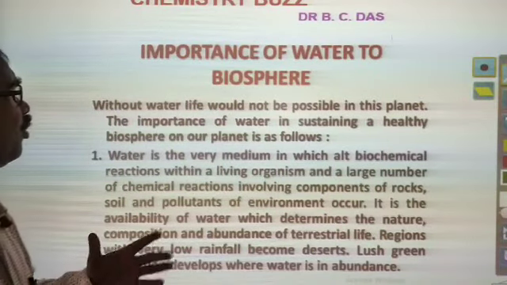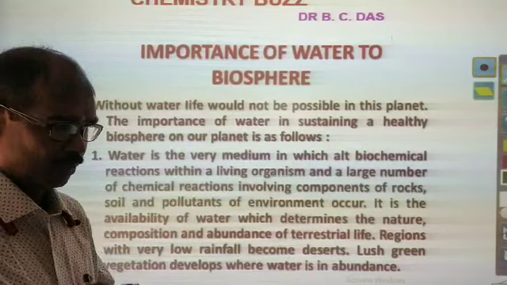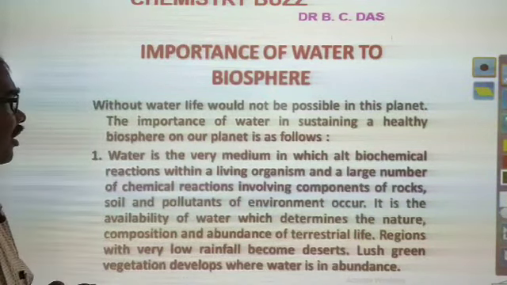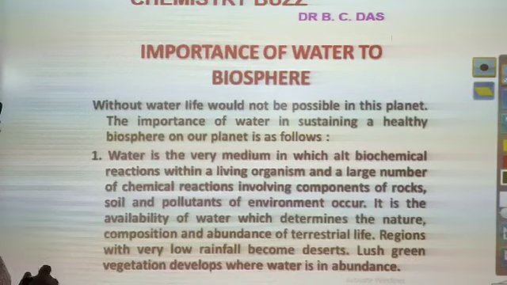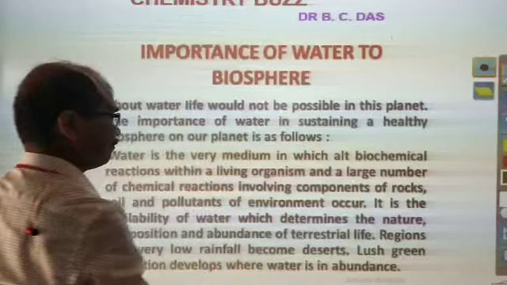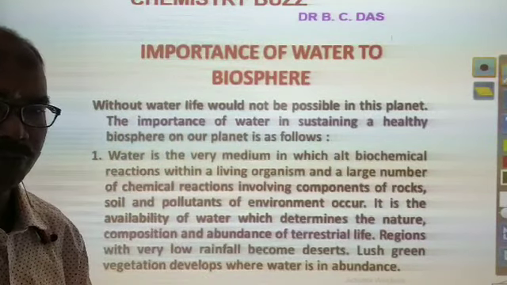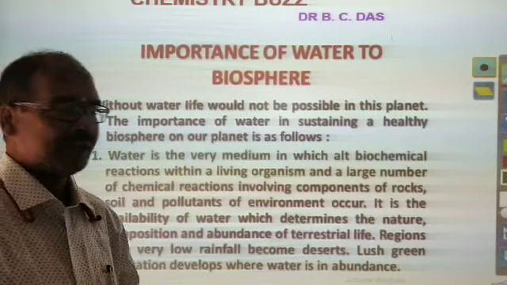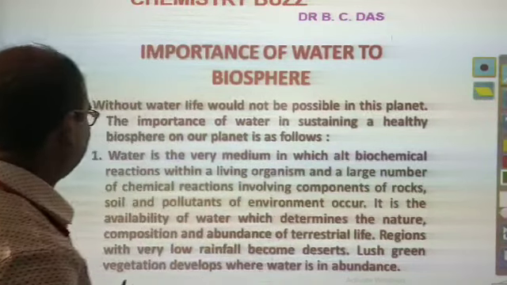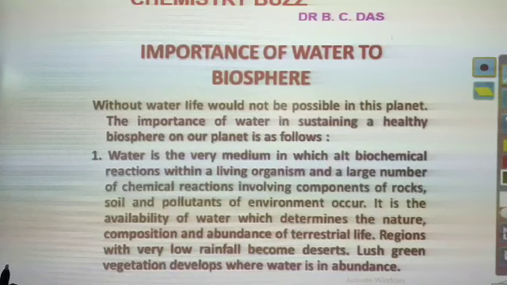Now, importance of water to the biosphere. Why and how does water become important to the biosphere? Without water, life would not be possible on this planet. So water is the cause of the possibility of life on this planet. The importance of water in sustaining a healthy biosphere on our planet is as follows.